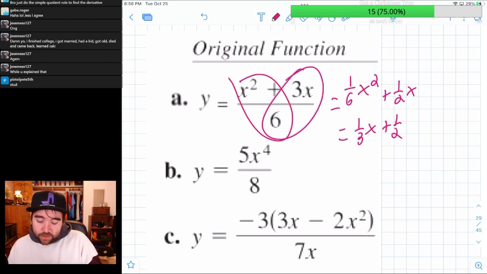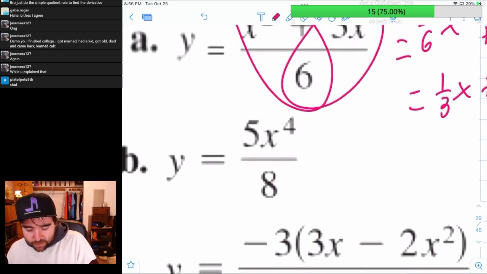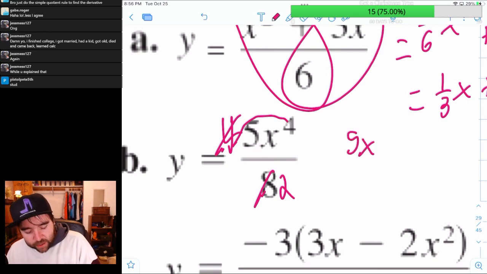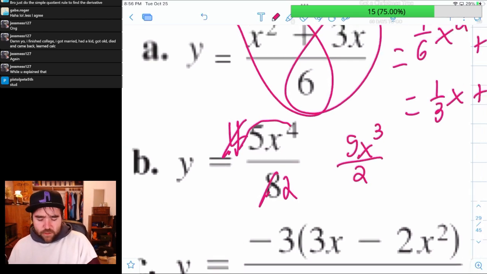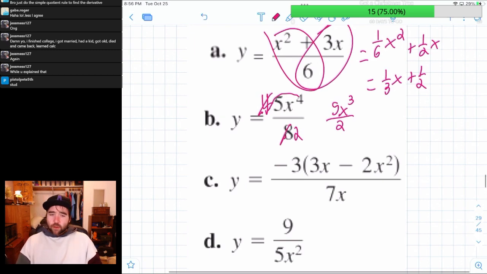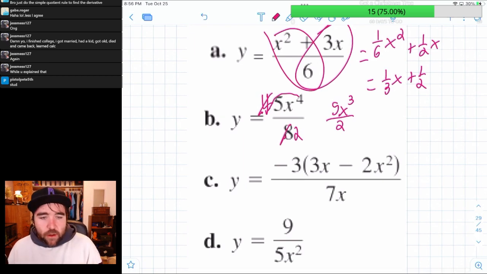And same with the next one. I mean, the next one, it should be pretty obvious that we can just use the power rule. So we bring the 4 to the front, the 4 cancels, that becomes a 2. So it's 5x decreased by 1 over 2. That's very straightforward.